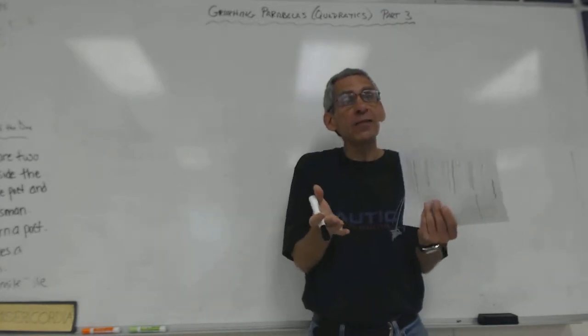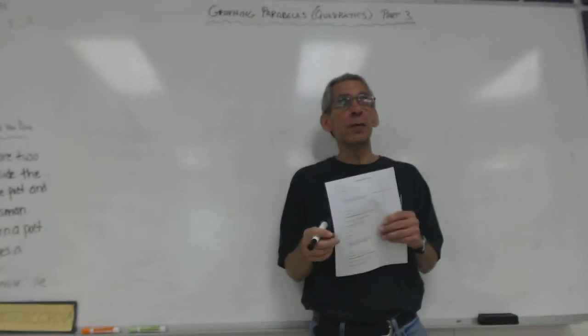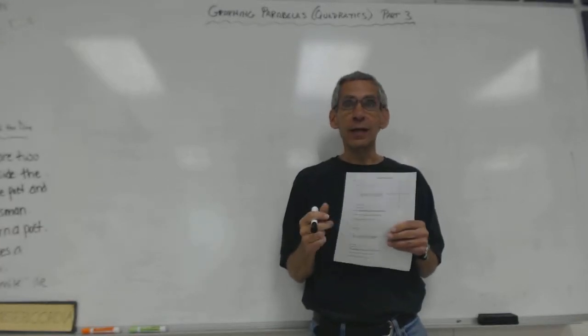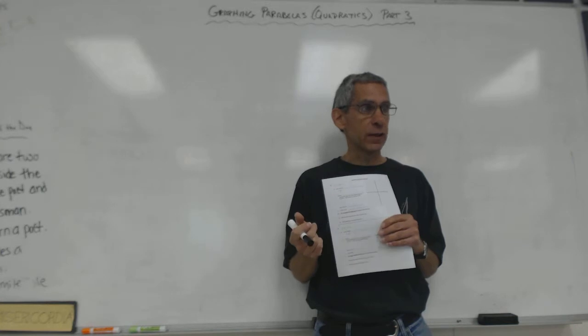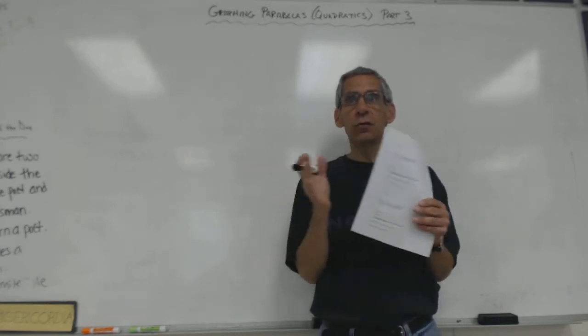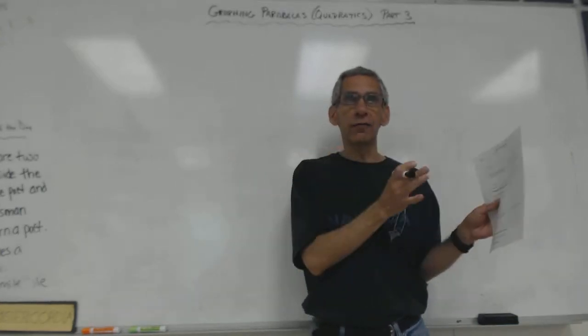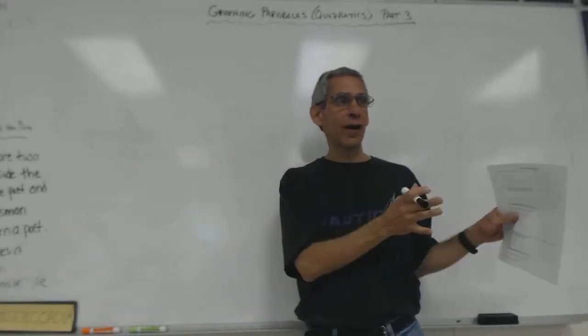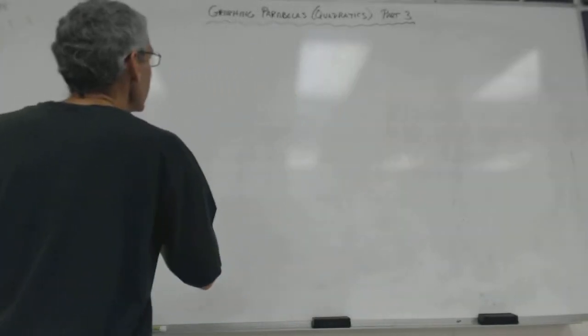So the only piece that we're missing is the b. And the b makes it far more interesting. It allows you to move the vertex left or right. So let's talk about it.